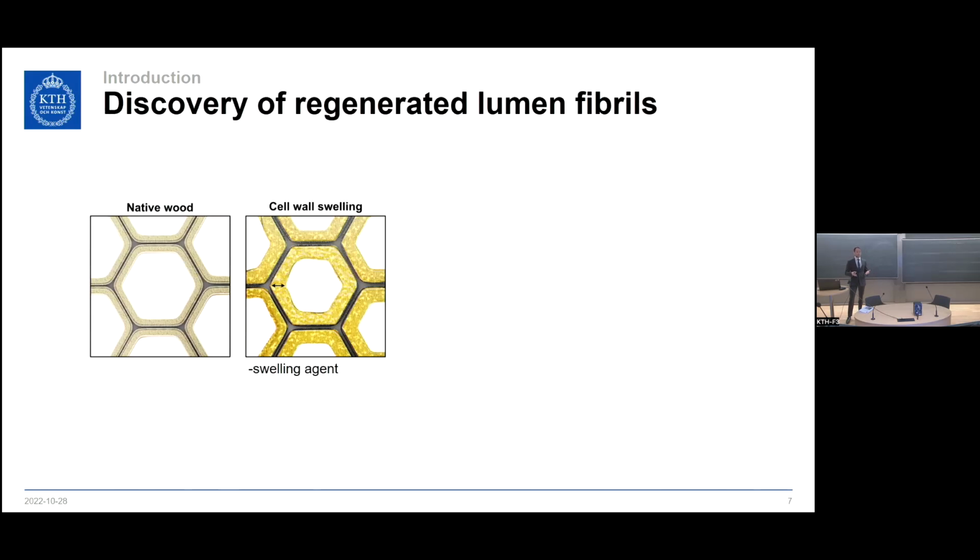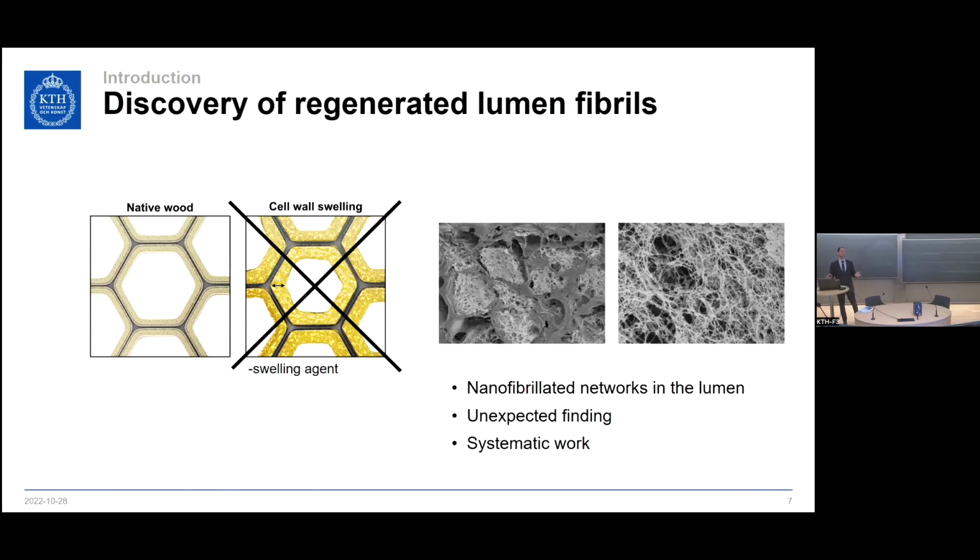In a first attempt, we wanted to swell the cell wall to induce more porosity in the wood cell wall itself. However, this completely failed. Instead, we ended up with another structure in which we filled the lumen of wood with nanofibrillated networks. This was a completely unexpected finding. But based on this finding, we could then build up a systematic protocol.